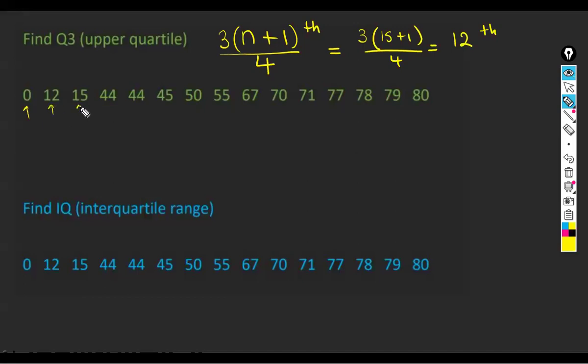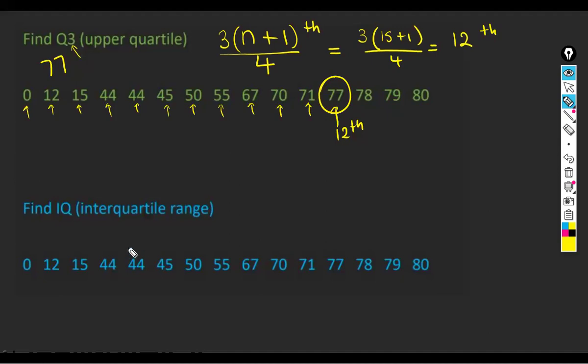First, second, third, fourth, fifth, sixth, seventh, eighth, ninth, 10th, 11th, and 12th, right? 77 is our upper quartile, or Q3, right? Sometimes instead of calling it upper quartile, because it has a 3 here, they call it third quartile, right? It has about 4 different names, in fact.